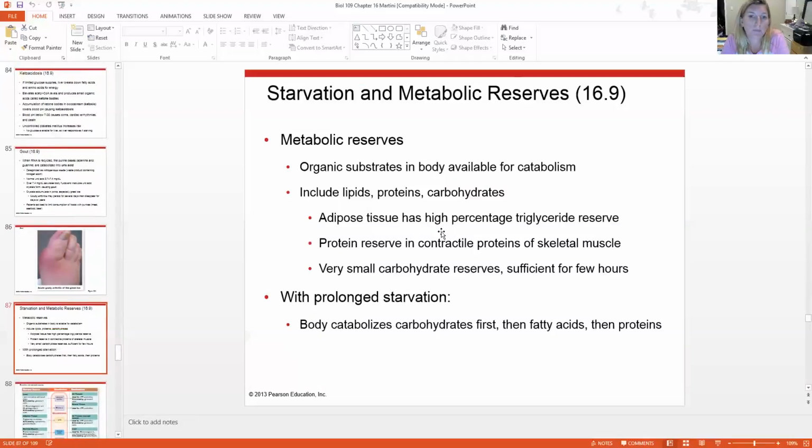So, starvation and metabolic reserves. The metabolic reserves are the organic substrates that are available to the body for catabolism: lipids, proteins, carbohydrates. The adipose tissue has very high concentrations of triglyceride reserves. Protein reserves are within the contractile proteins of our skeletal muscle, and there's very little carbohydrate reserve in our body, just enough for a few hours. So with prolonged starvation, the body starts to catabolize carbohydrates first, then fatty acids, then proteins.